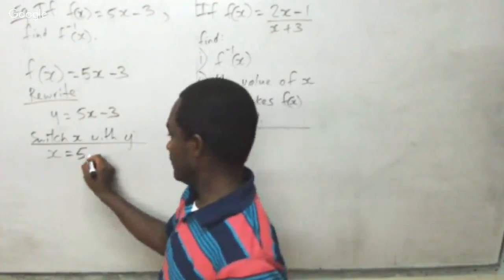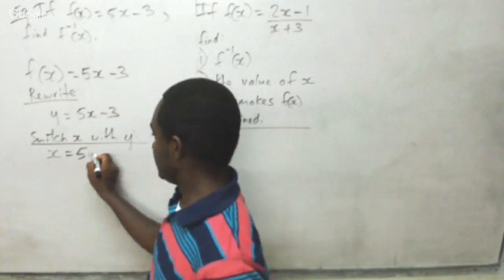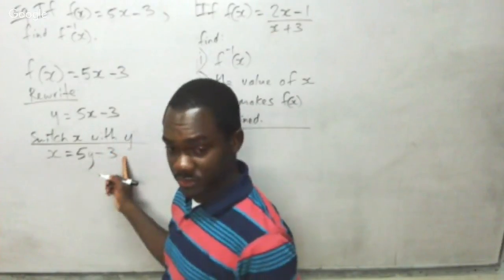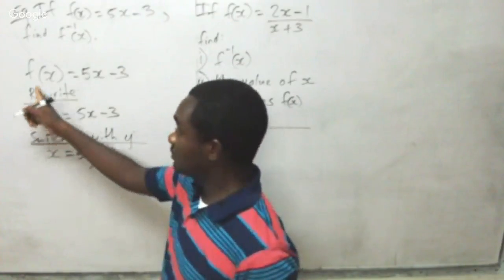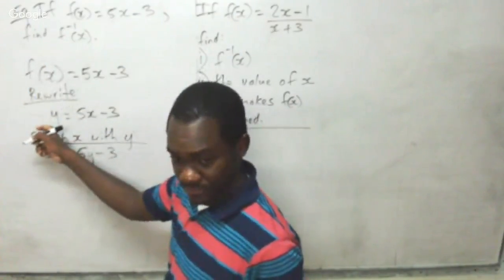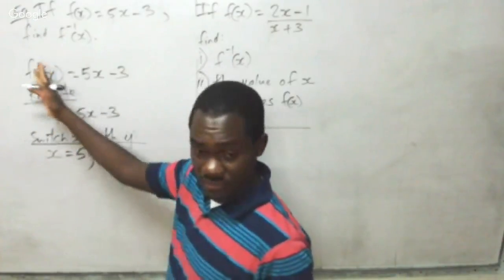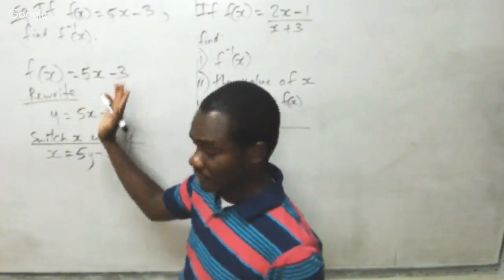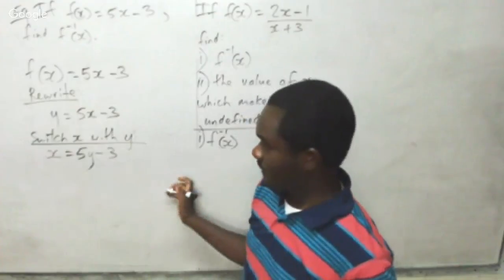It's 5y. This is the only switching we're doing. We never switched anything before. We rewrite this, it is the same as y. We never switch x with y. We just rewrite the function. All right. So we switch there.